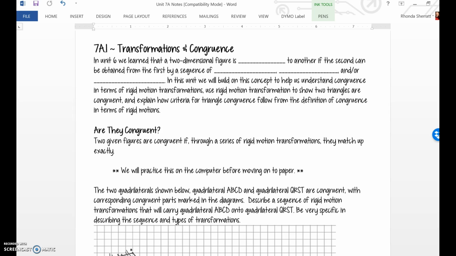So in Unit 6, we learned that a two-dimensional figure is congruent to another if the second image can be obtained from the first by a sequence of reflections, rotations, and/or translations.